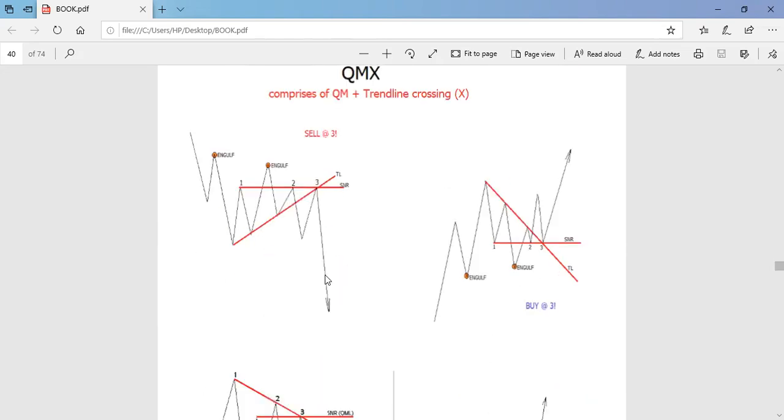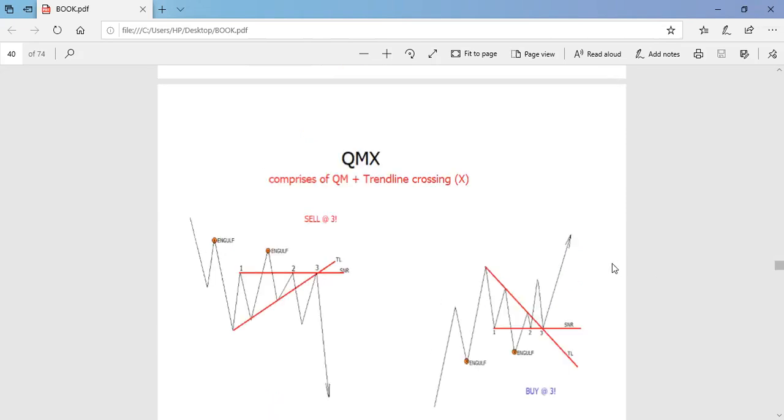This thing, particularly bad is QMX. That's a combination of QM and a cross of trend lines. A combination of QML and a cross of trend lines.